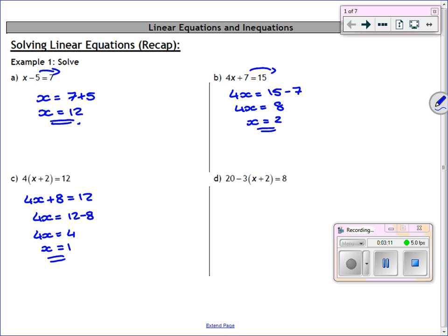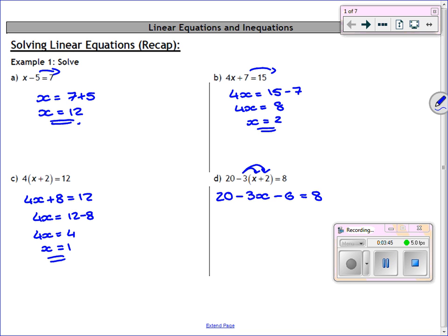So in order for me to solve this, I need to run the minus 3 through the bracket and make sure I multiply everything inside the bracket by minus 3. So 20 stays on the outside. 20 has nothing to do with that bracket. 20 stays there. Minus 3 times x is minus 3x. Minus 3 times 2 gives us minus 6 is equal to 8.